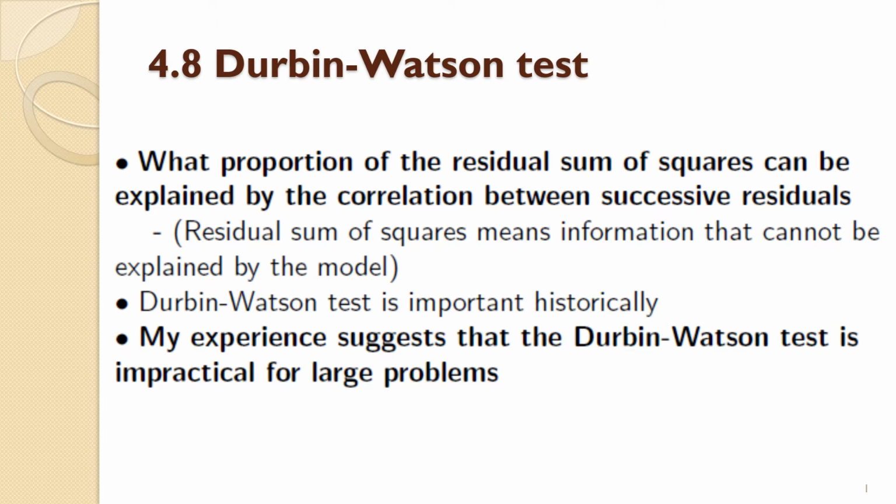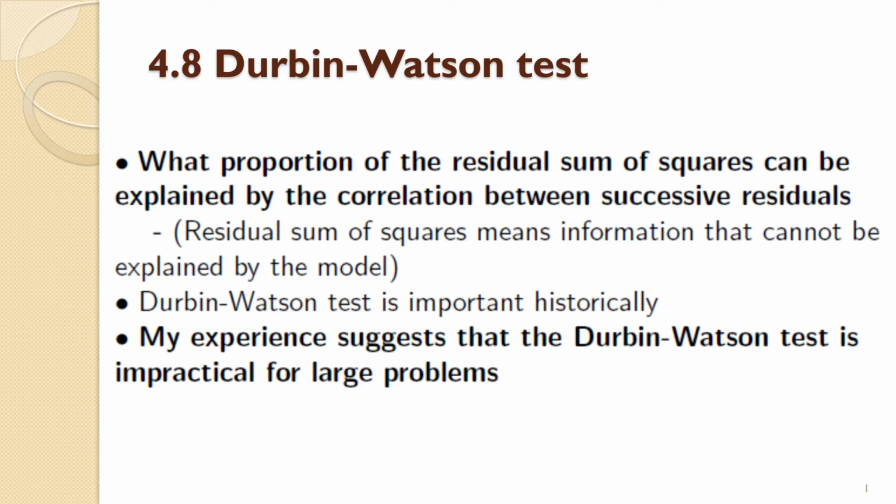Okay, so this Durbin-Watson test then, this is a classical test in econometrics that is used to gauge whether or not there is autocorrelation in the residuals of a regression model. So the question this asks is, what proportion of the residual sum of squares can be explained by the correlation between successive residuals? Equivalently, sum of squares just means information, so this is asking what proportion of information in the residual sum of squares can be explained by the pairwise correlations in the residuals.